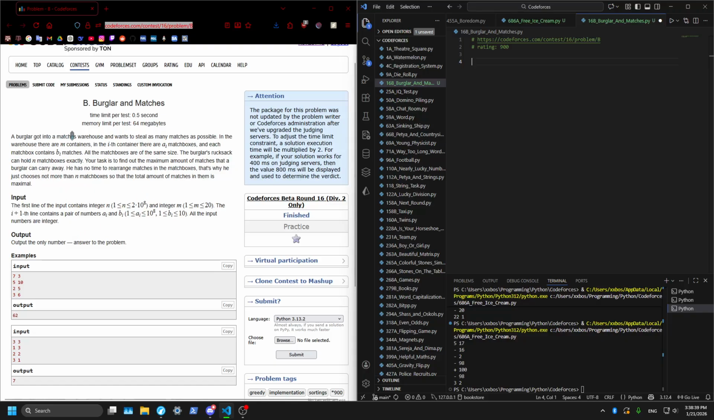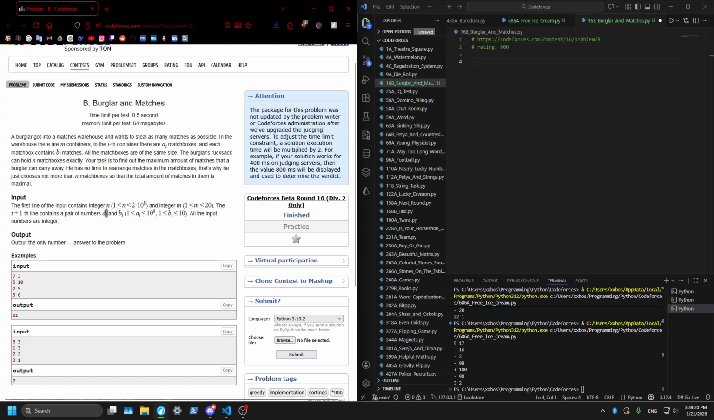A burglar got into a matches warehouse and wants to steal as many matches as possible. In the warehouse there are M containers. In the ith container there are A matchboxes. Each matchbox contains B matches. The rucksack can hold N matchboxes. Find the maximum amount of matches that a burglar can carry away. There's no time to rearrange the matches in the boxes, that's why he just chooses not more than N matchboxes so that the total amount of matches in them is maximum.